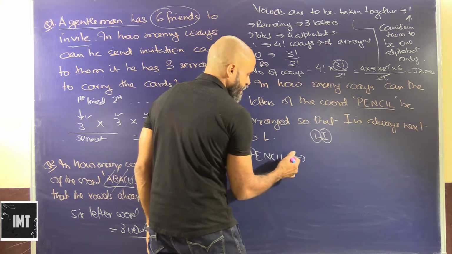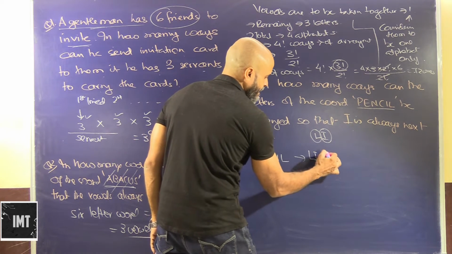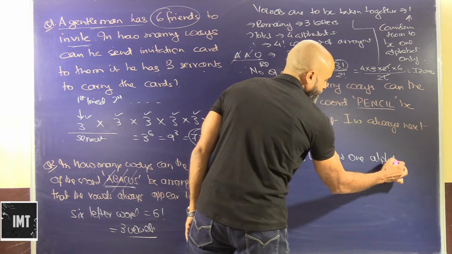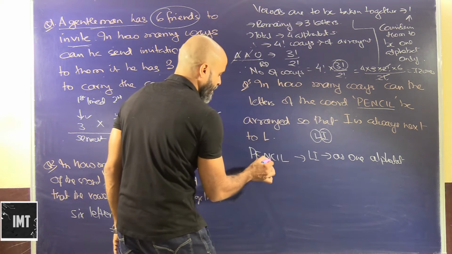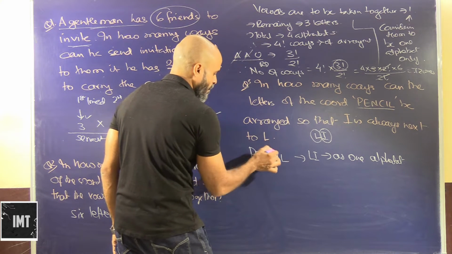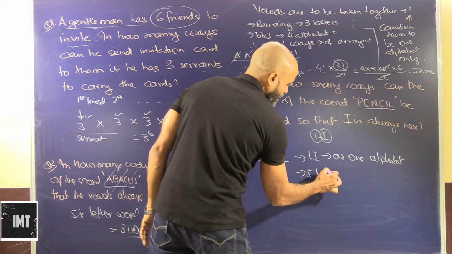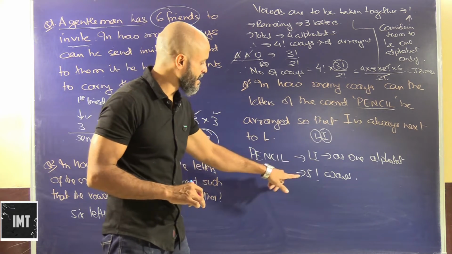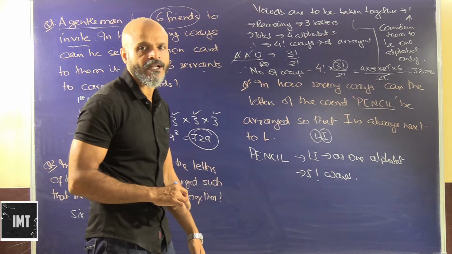Now how many ways can this happen? So taking LI as one alphabet, how many alphabets do we now have? 1 2 3 4 and 5. So this is factorial 5 ways of arranging.